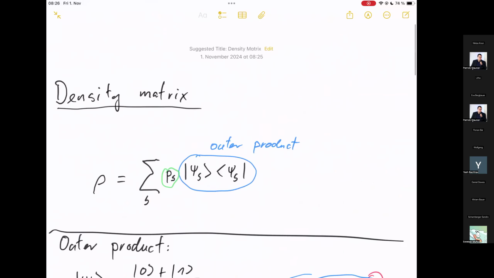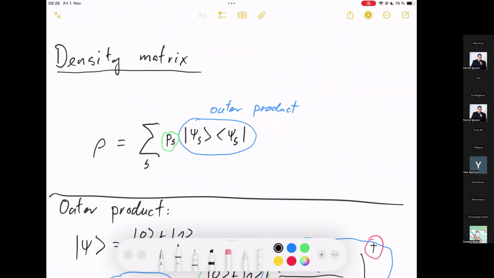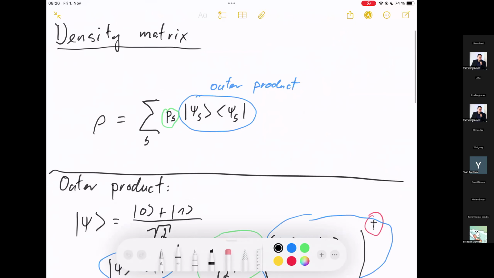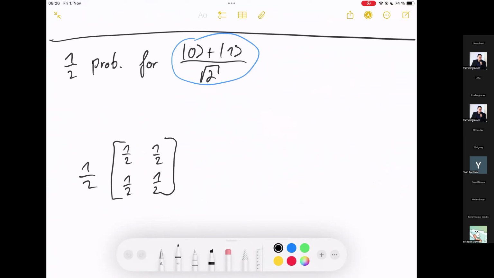So what we have done is the first part here for our first cat multiplied with that product of a half. This is the first part. And the second part is we have a half probability for 0 cat minus 1 cat divided by the square root of 2.